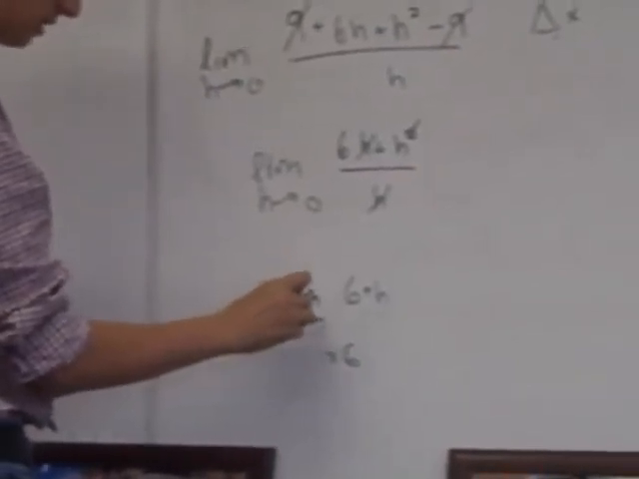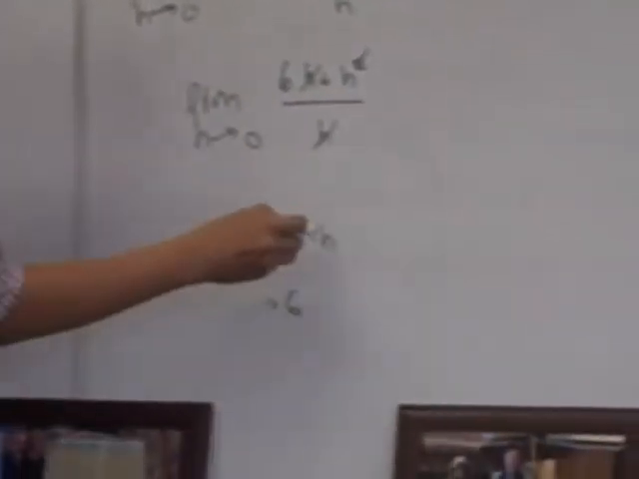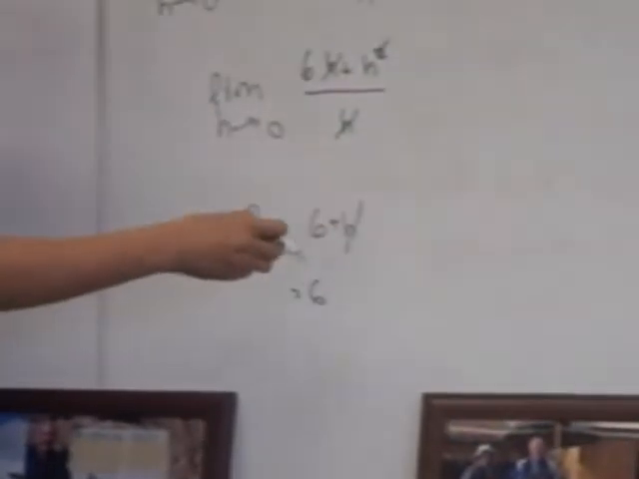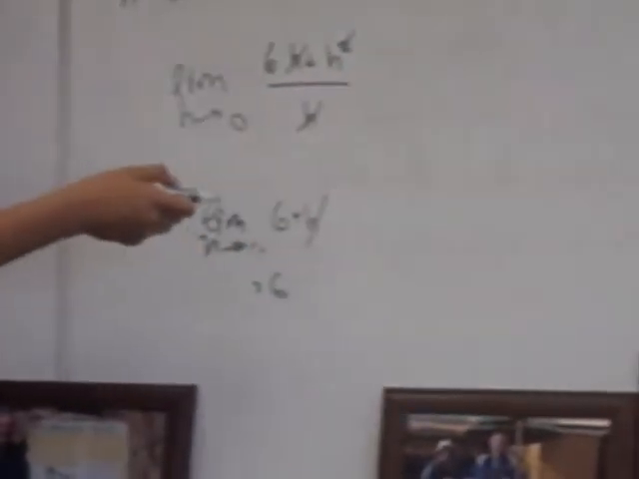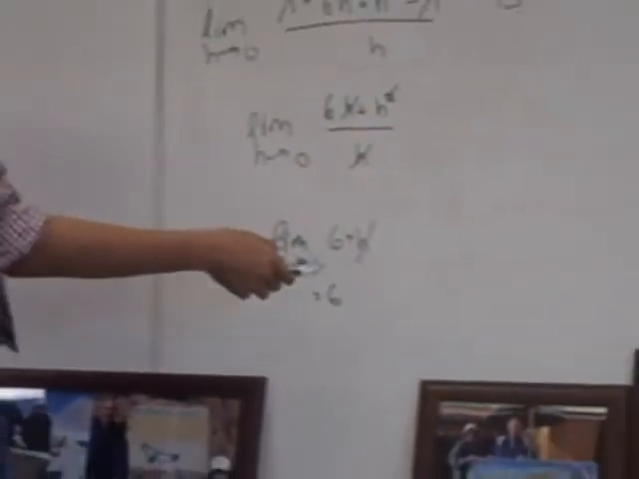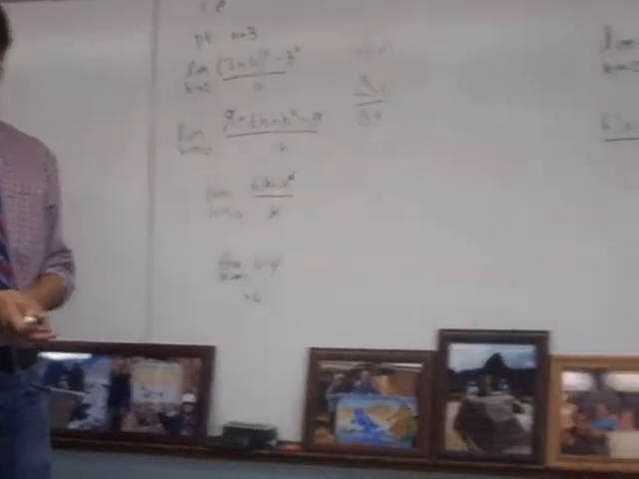And because h is approaching 0, it's a tiny, tiny number, we can just cancel this out. This becomes 0. So the slope at this point is going to be 6, because the h is just a tiny, tiny number. Great.